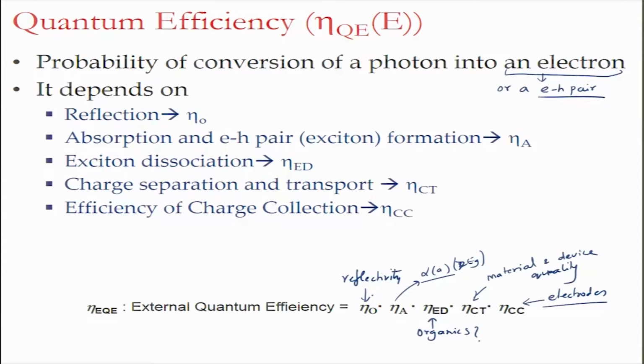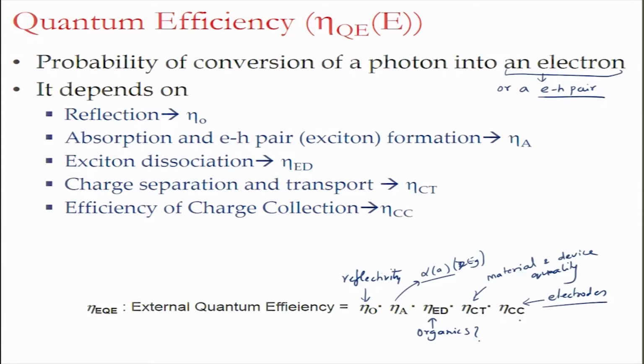You would like to minimize reflection, you would like to maximize the absorption, you would like to maximize the efficiency of exciton dissociation, which is normally not a problem, but you must have some built-in field or built-in force to break the exciton and dissociate it into electron hole pairs, especially in organics. Then we have charge transport, which you need to maximize so that charges are not lost or impeded on the way, which is determined by material and device quality. And then we have electrodes, because the energy levels, the conductivity of electrodes, and the interfaces they make with the solar cell are very important in charge collection.